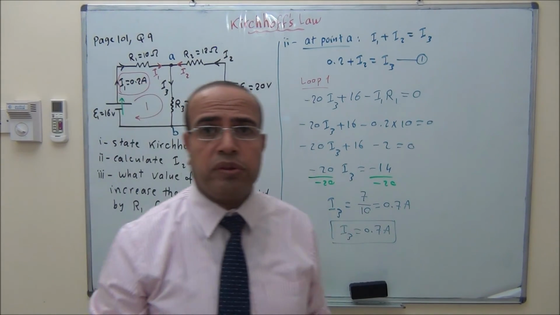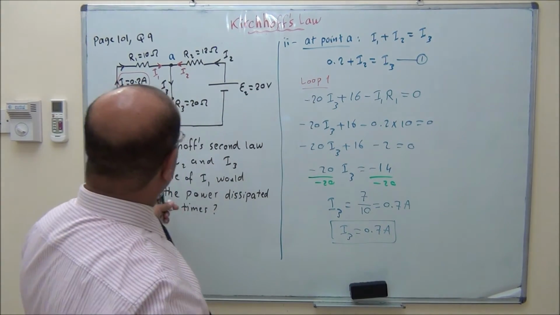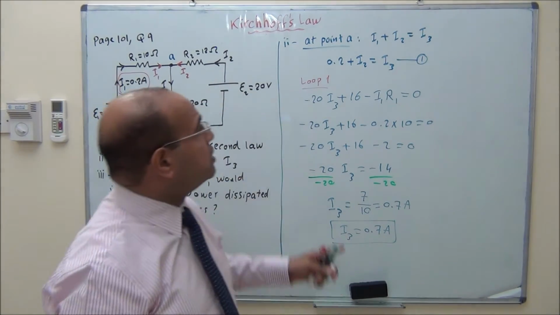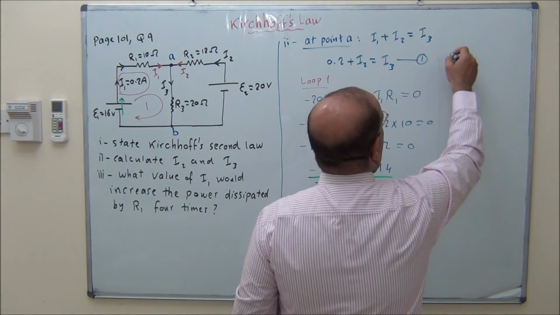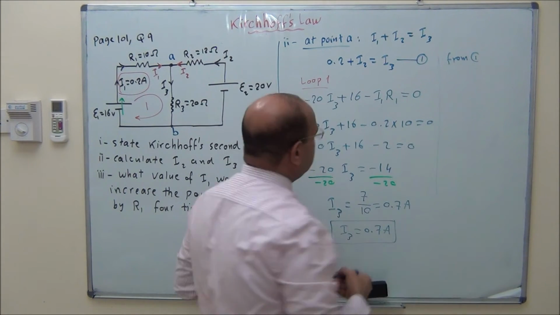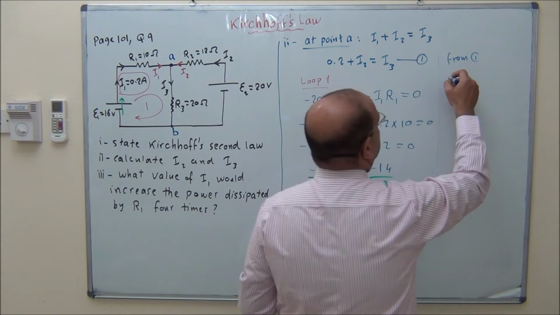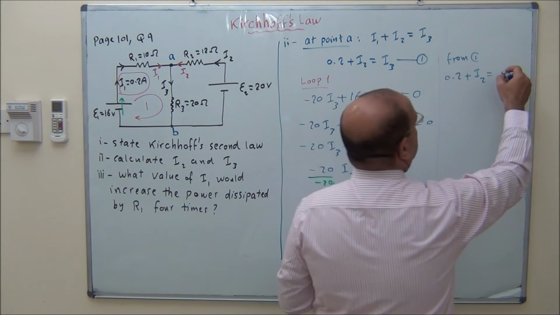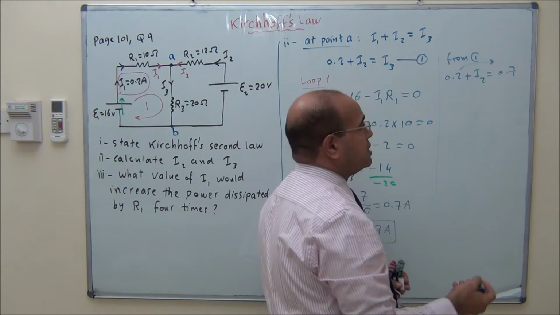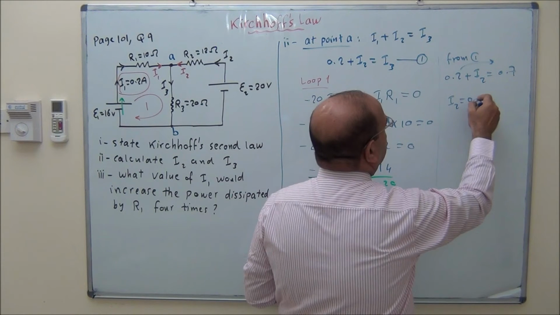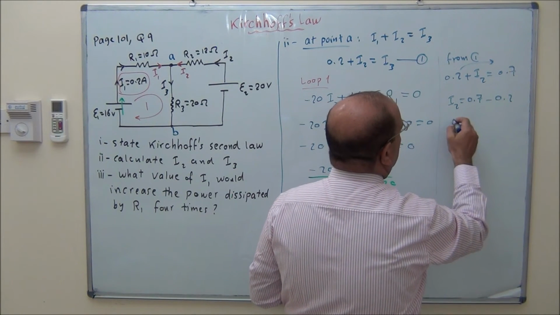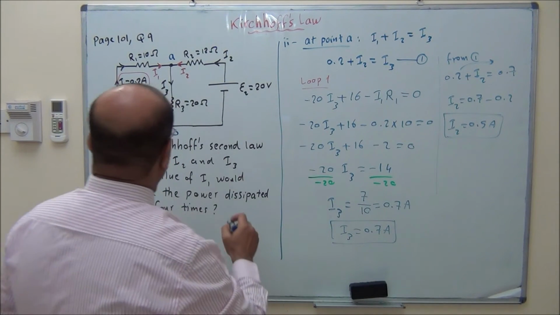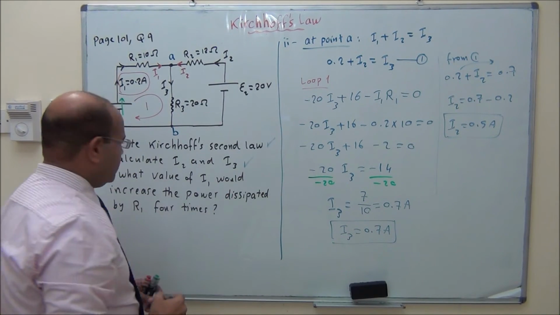We need to get I2 because this is required. Find I1 and find I2 and I3. Already we got I3, so we need to get I2. Substitute in equation 1. So from equation 1, replace I3 by its value. So 0.2 plus I2 equals I3, 0.7. So move 0.2 to the other side. So I2 equals 0.7 minus 0.2. So I2 equals 0.5 ampere. We finish this part. So we solved the first part and the second part.